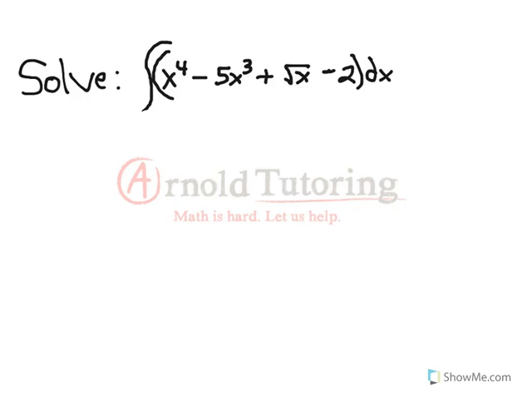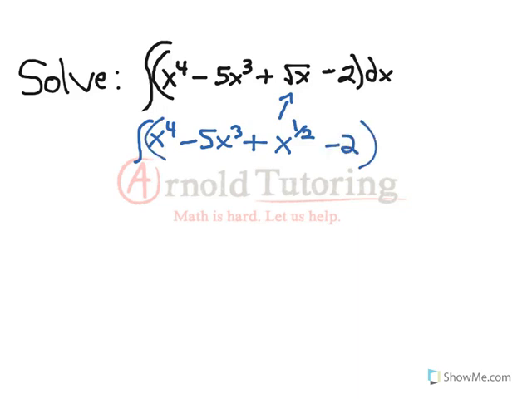The first thing I'm going to do is get all of the terms in the form where they actually have an exponent. So this square root sort of stands out. We want to write that in terms of having an exponent instead of a root. So x to the 4 is fine, minus 5x to the 3 is fine, plus x to the 1/2. An exponent of 1/2 is the equivalent of taking the square root of a term.